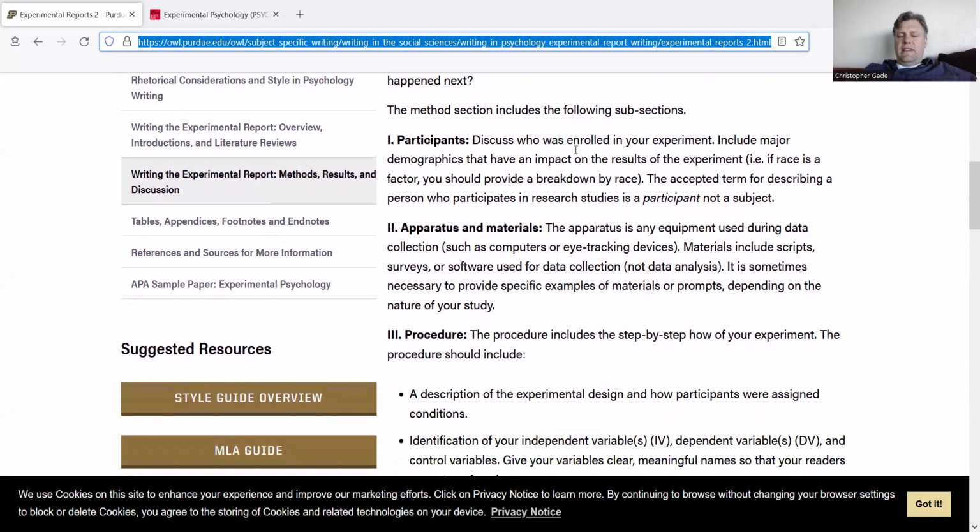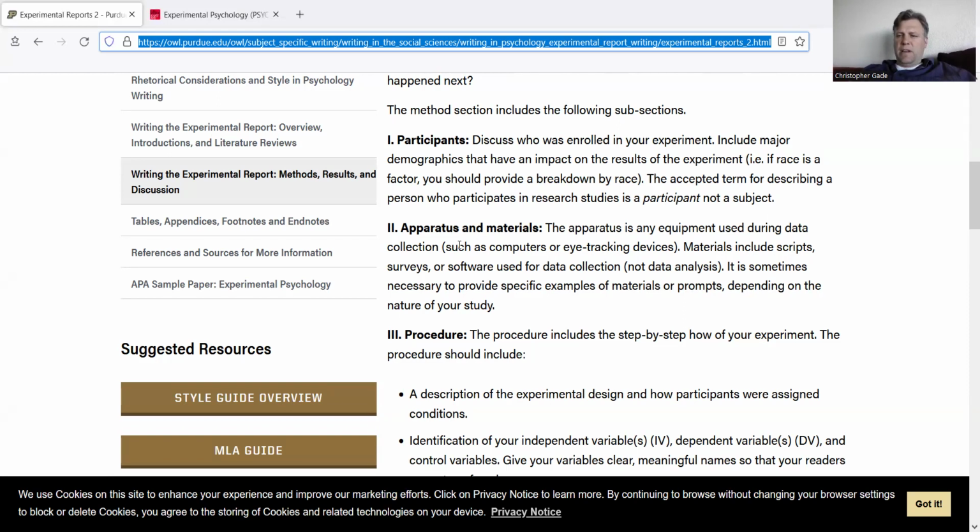Once you've done that subsection, you move on to the second subsection, which is called the apparatus and materials section. This one is interesting. If you are running a cognitive psychology experiment or a neuroscience experiment, this particular section can be gigantic. I've seen people have three, four page sections that just go over the apparatus and materials for their studies. Most of us, though, probably won't have much in this section.